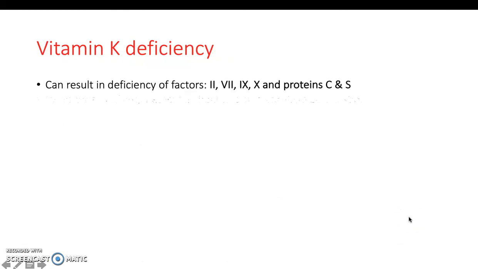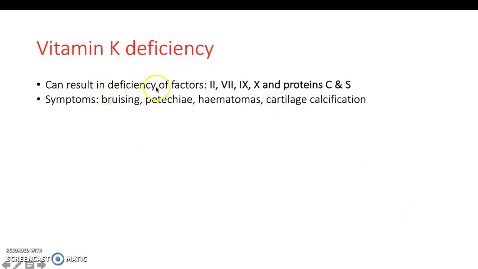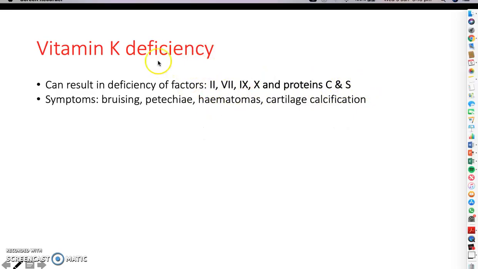Okay, so vitamin K deficiency. It can result in these factors being deficient, and it's really important to learn these as they can easily ask them. I thought it would be useful to refresh vitamin K deficiency because it may come up in other topics as well. What vitamin K does is it gamma carboxylates all these factors, and therefore a deficiency in vitamin K would mean these factors aren't activated, so the clotting cascade fails basically.